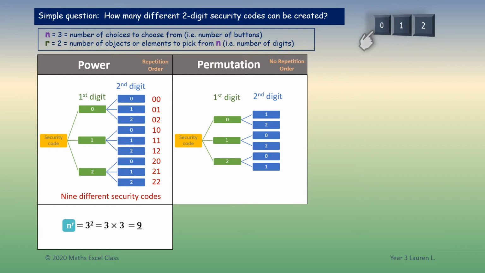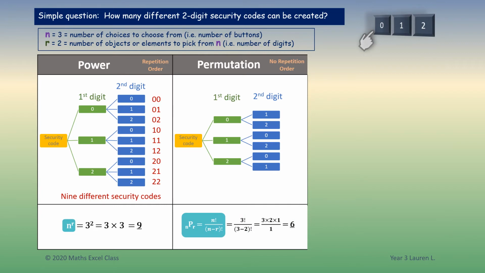Now solving this question with the formula. The formula would be n factorial over n minus r factorial. Now for those of you who do not know what a factorial is, go and check out my Terminal Zeros video as it explains what a factorial is.